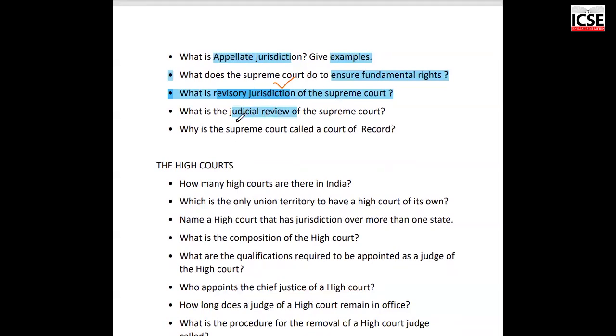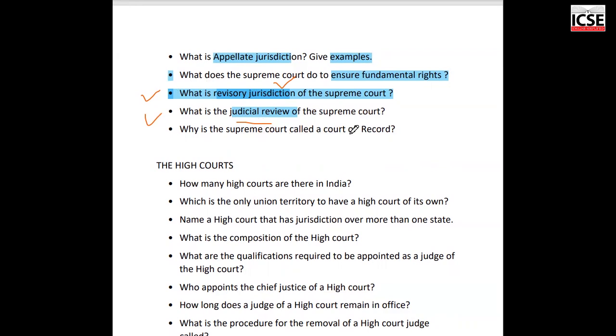But when you say judicial review, here the Supreme Court can review the laws made by the Union legislature and the state legislature. And if it finds that the law is violating the Constitution, the letter of the Constitution, the spirit of the Constitution, it can declare it ultra vires or null and void. Okay, very important. There's a common tendency to get confused over here. Please be very clear what is revisory and what is judicial review.